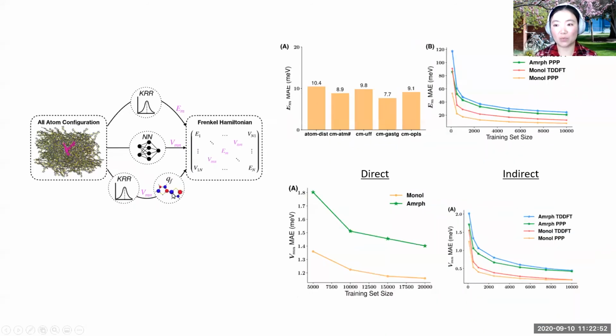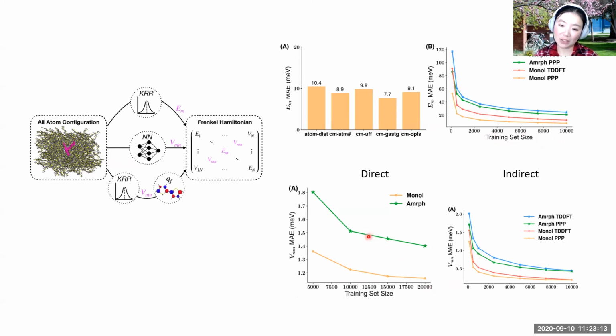And so this is the result, and you can see, if we use KRR models to predict this excitation energy, and the training set is larger, then the errors will dramatically decrease. So it works very well.